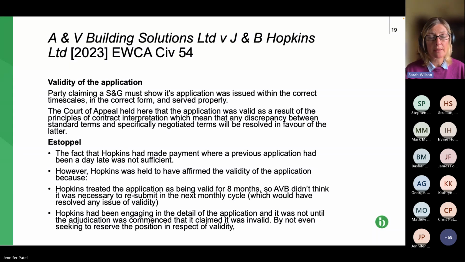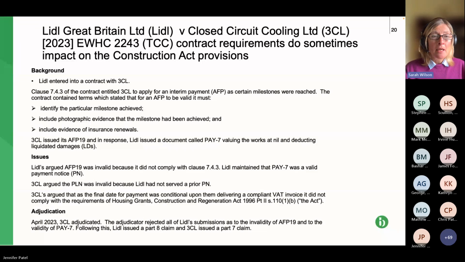So if we can move on to the next slide, please. Yep, so the two main points here are this clause 7.4.3. This is a fairly common provision where amendments are put into contracts or a bespoke contract saying that with your interim payment application, not only do you need to state the basis of calculation and the amount due, but we also want this whole raft of information, which is the arrows here. So second arrow is photographs. Third one is insurance renewals.